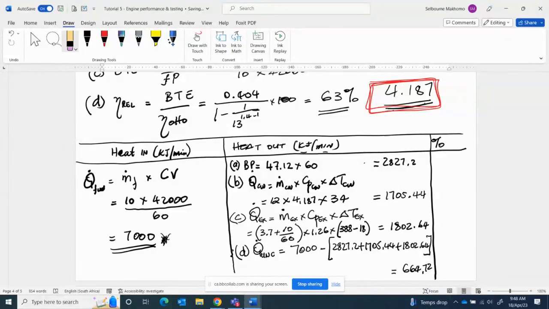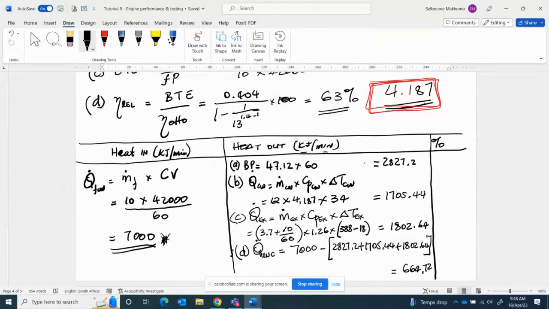664.72 of heat, we don't know what happened to it. That's why you see it's unaccounted for. Some of this is due to radiation, of course. But now this information, as it is, does not make sense to us. So you have to make it make sense by converting it to percentages.